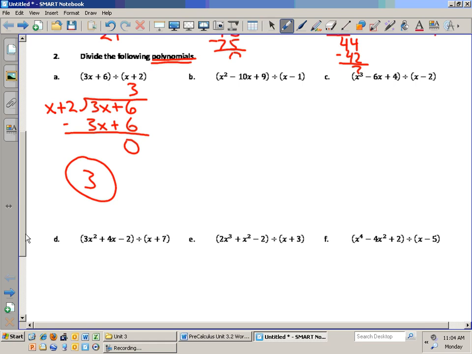Now for C, we need to be careful. I write my x minus 2, but do you know what goes underneath there? X to the third plus 0x squared minus 6x plus the 4.